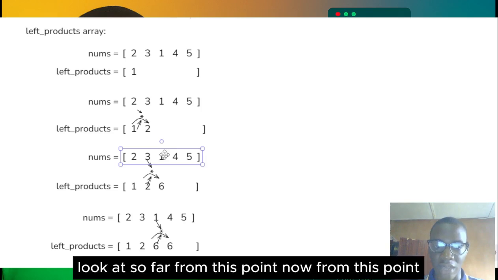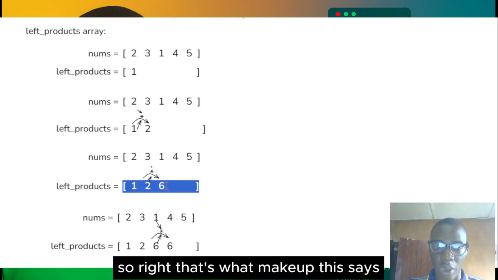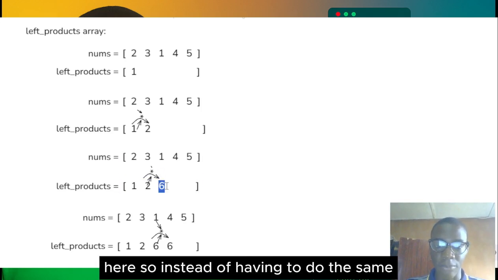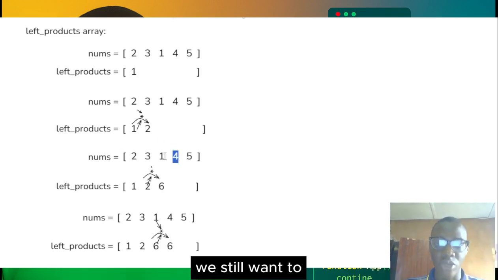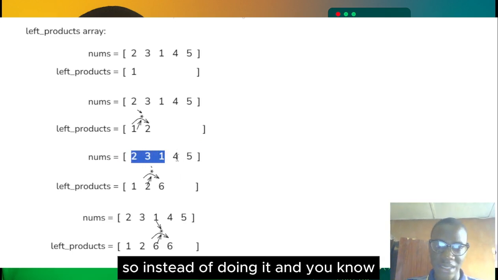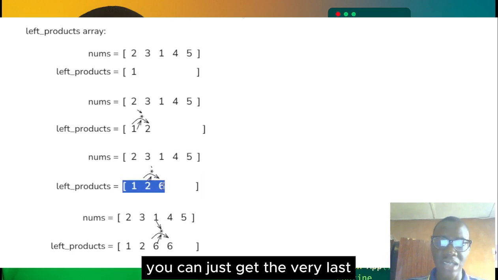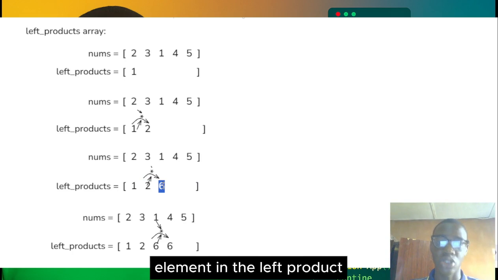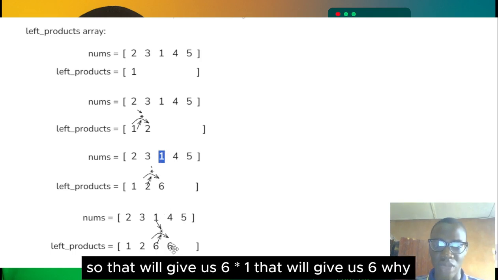Why? Because okay, look at so far from this point, 1 times 3 times 2, that's what makes up 6, right? So that's what makes up this 6 here. So instead of having to do the same for 4, if we want to calculate for 4, we still want to find the product of every element to the left of 4. So instead of multiplying all through in linear time, we can just get the very last element in the left product and multiply it by the very last element in the nums as well. So that will give us 6 times 1. That will give us 6.